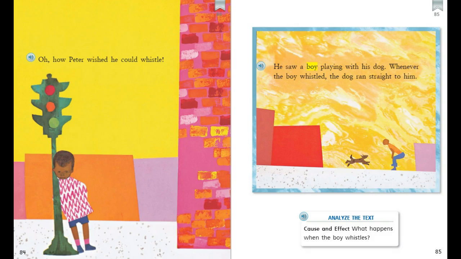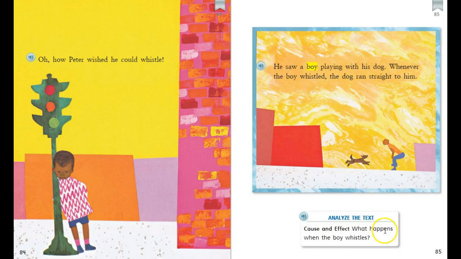So, the title of this story is Whistle for Willie, and on the first page, I see a boy named Peter leaning against a traffic light. So then who is Willie? If I look back at the title page, I think that the dog on the title page must be who Willie is. But to be sure, you need to read on. Here we have and analyze the text.